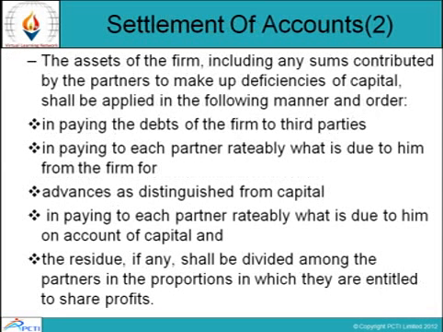Settlement of accounts 2. The assets of the firm, including any sum contributed by the partners to make up deficiencies of capital, shall be applied in the following manner and order. Number 1, in paying the debts of the firm to third parties. Number 2, in paying to each partner rateably what is due to him from the firm on account of advances as distinguished from capital.